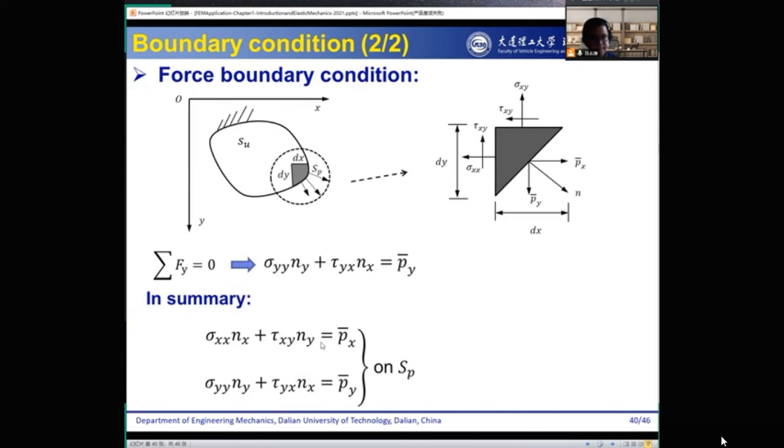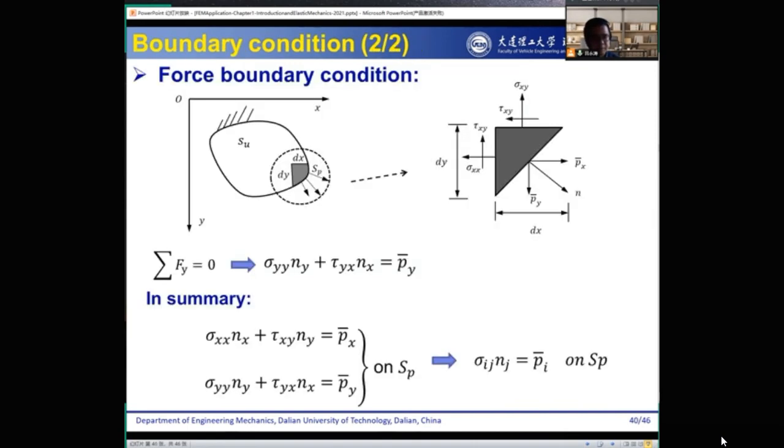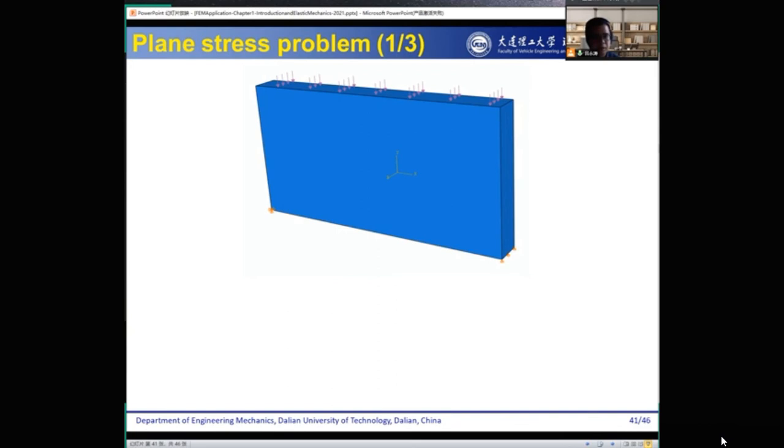Then we can establish the relationship between the internal stress components, sigma and tau, and the external forces px and py. So then we can solve. Once we know the external force, then we can work out the internal stress at the specific point. Okay, so we finish here, and now let's continue to finish the rest.